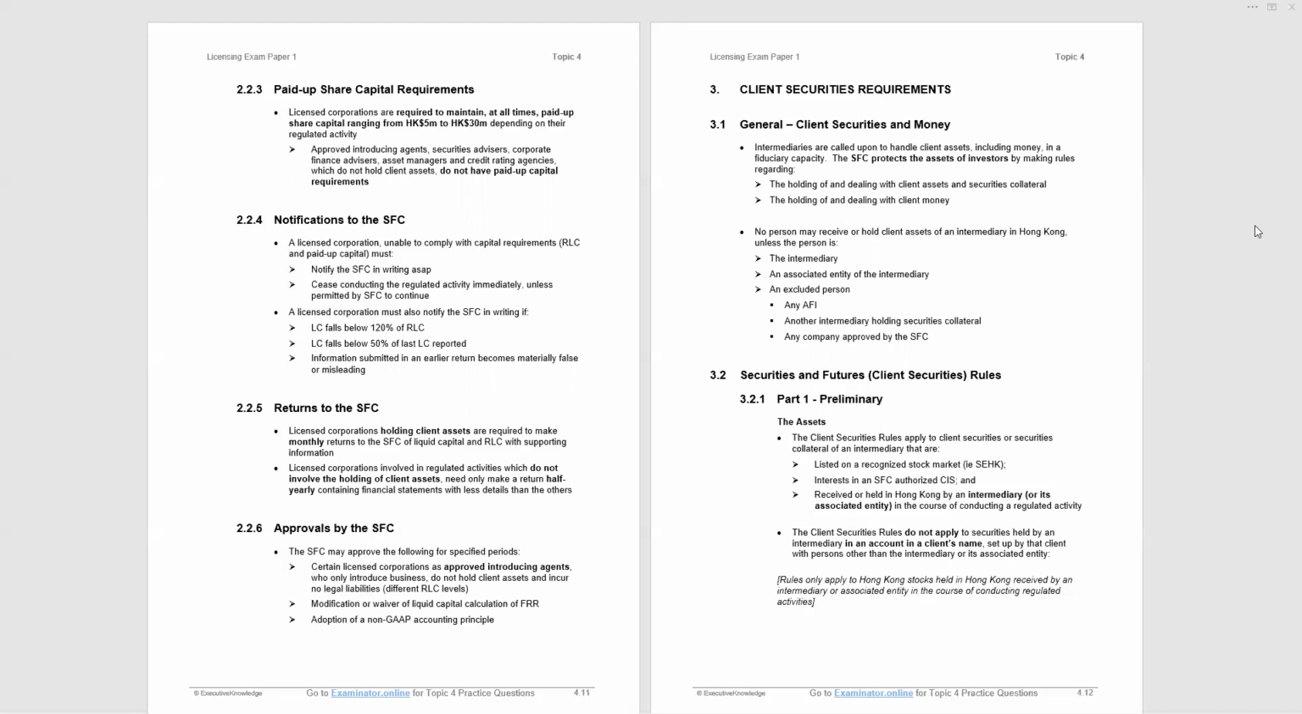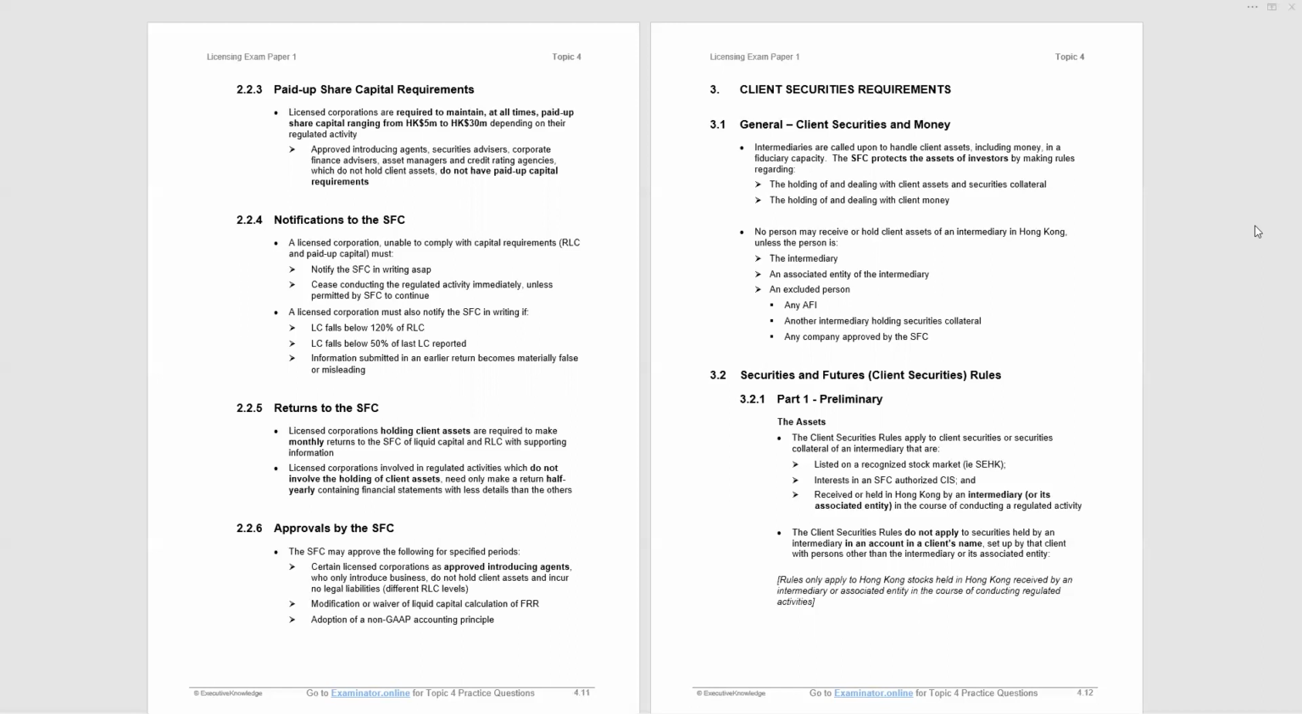So if you dip below the required liquid capital, cease trading, inform the SFC in writing as soon as practicable. Also, the SFC expect you to communicate in writing if liquid capital falls below 120% of required liquid capital, and that's a buffer. Now, you can continue trading, but the SFC wants to know if you go below 120%. It's an early warning system.